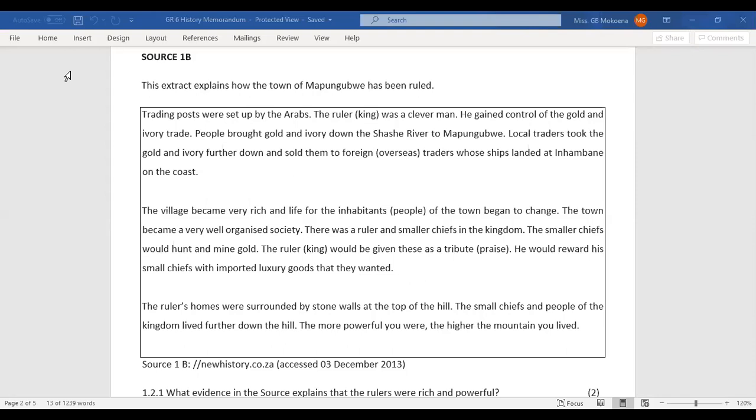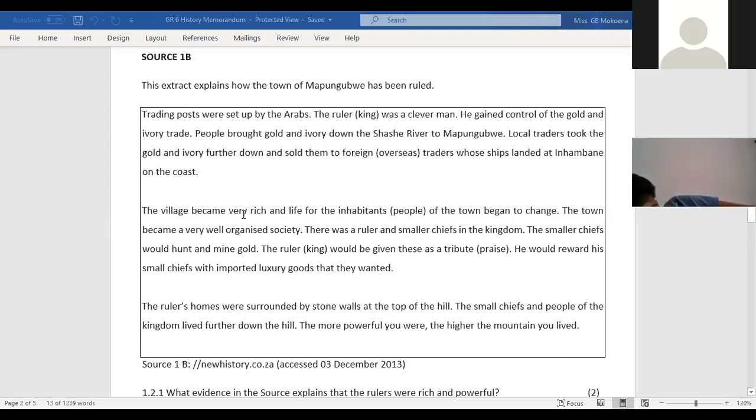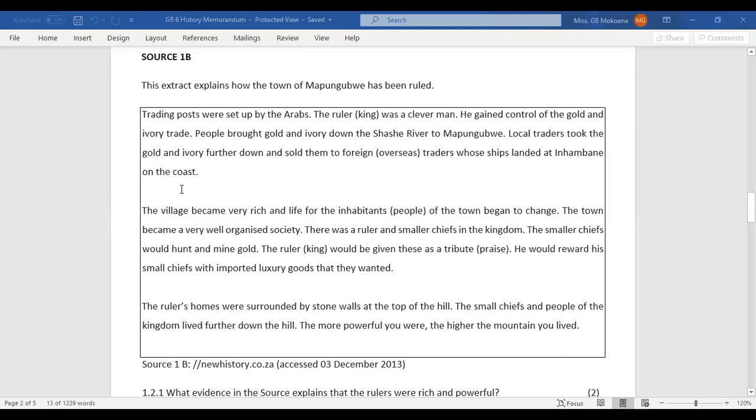There was a ruler and smaller chiefs in the kingdom. The smaller chiefs would hunt and mine gold. The ruler would be given these as a tribute. He would reward his small chiefs with imported luxury goods that they wanted. The rulers' homes were surrounded by stone walls at the top of the hill. The small chiefs and people of the kingdom lived further down the hill. The more powerful you were, the higher the mountain you lived.